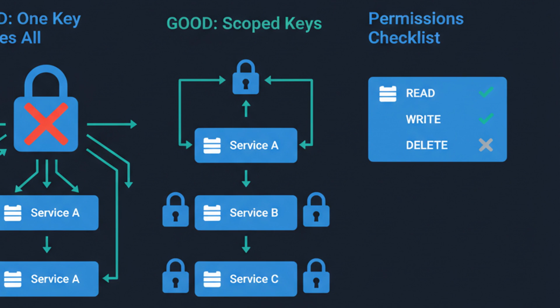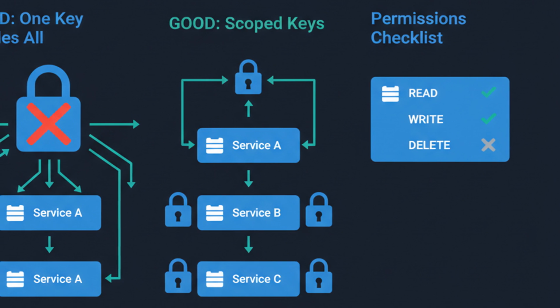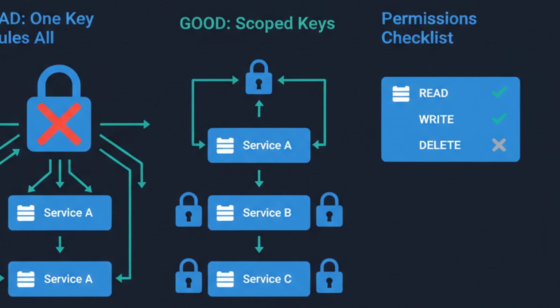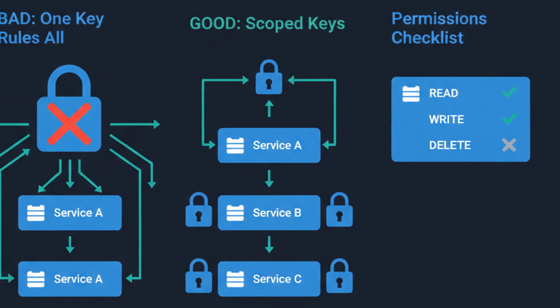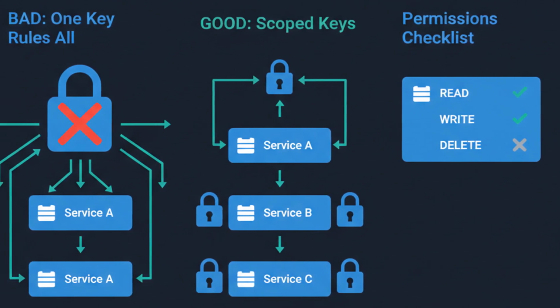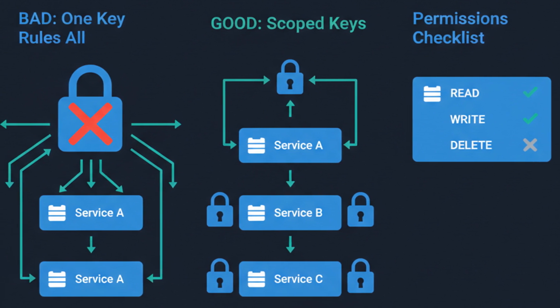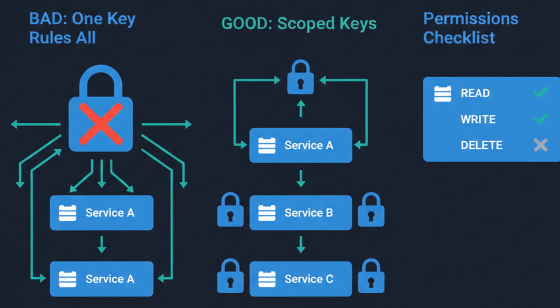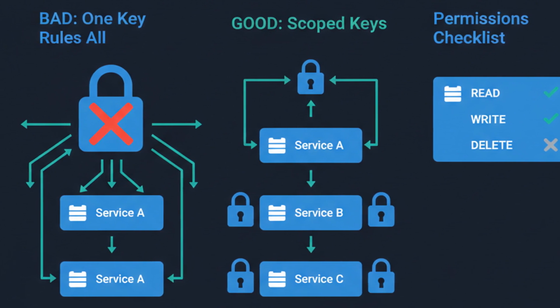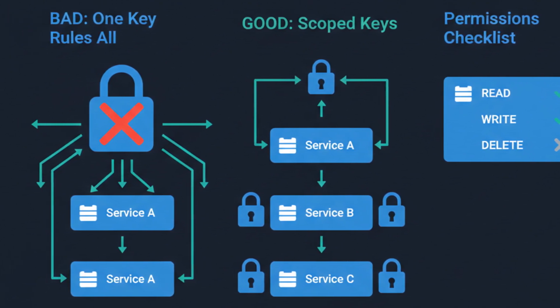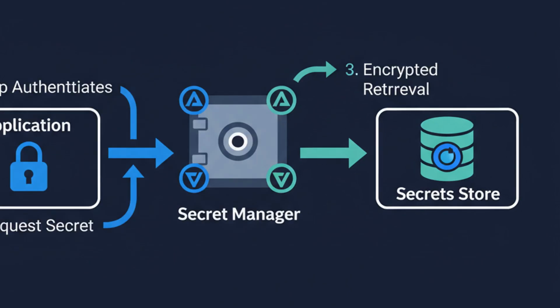Here's a principle that separates security-aware developers from the rest. Least privilege. Every API key should have the minimum permissions needed for its specific use. Don't use your admin key for a service that only needs read access. Create separate keys for different environments. If a key leaks, the blast radius should be as small as possible. Most API providers let you scope permissions. Actually use this feature.